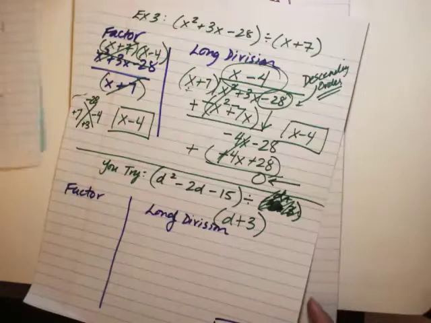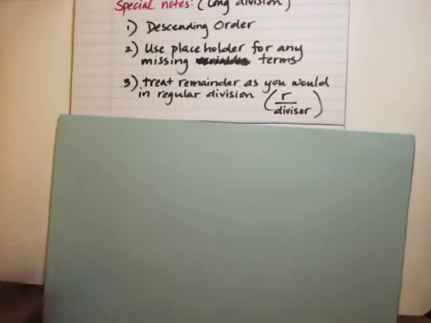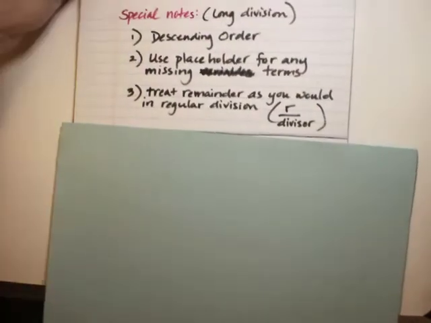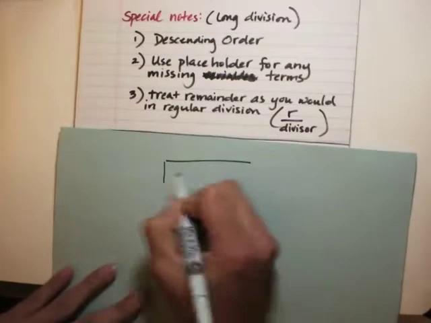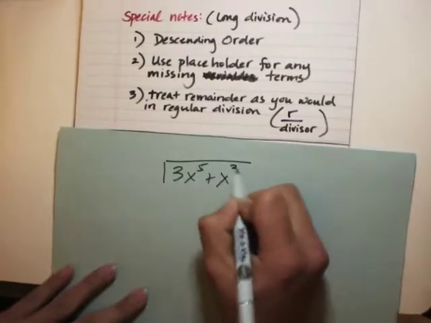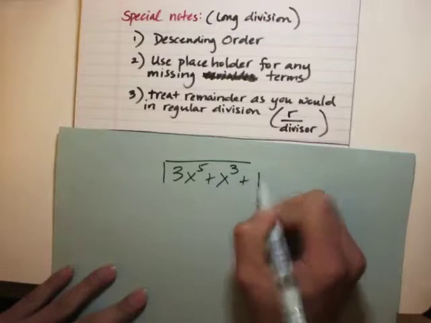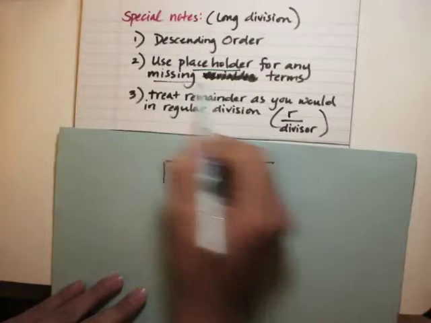Okay, so we do want to move on to some special notes that you need to keep in mind when you're dividing with long division. The first, mentioned before, is you want to make sure that everything is in descending order. The second, if there are any missing terms, for instance, if you are dividing by a 3x to the 5th plus x to the 3rd plus 1. Okay, what you want to do is you want to use a placeholder for any missing terms.